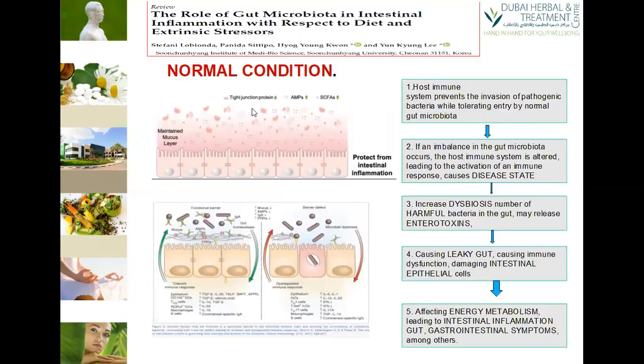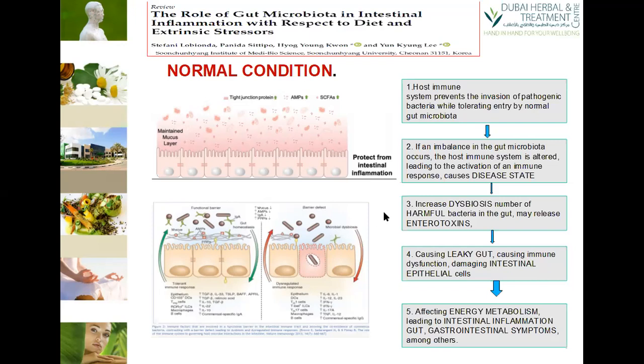So you will understand, this is what is happening in a normal condition. In a normal condition, our host immune system prevents the invasion of any pathogenic bacteria, because our mucus and our gut microbiota are intact, and then nothing can come into our bloodstream.